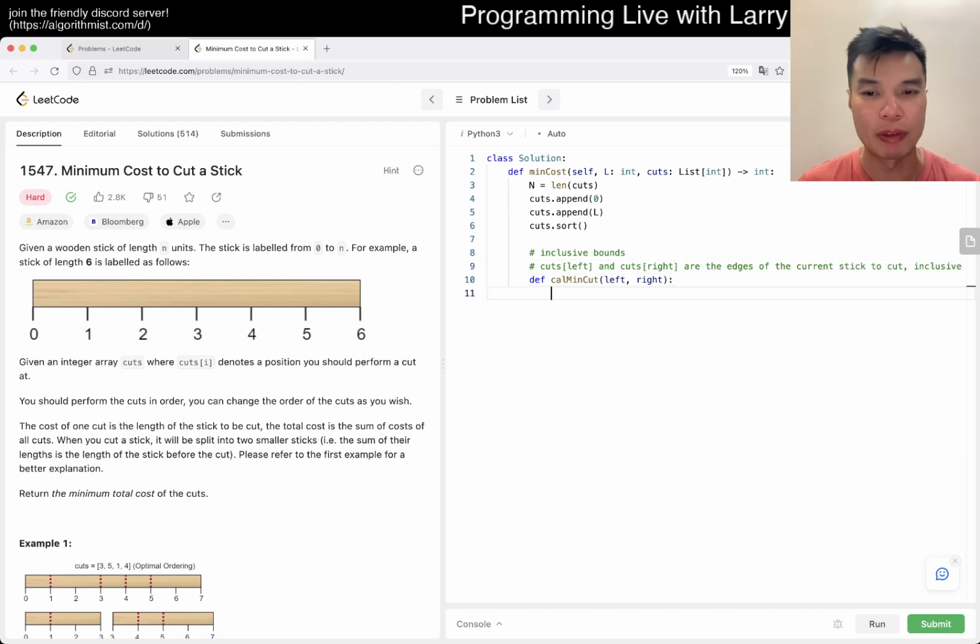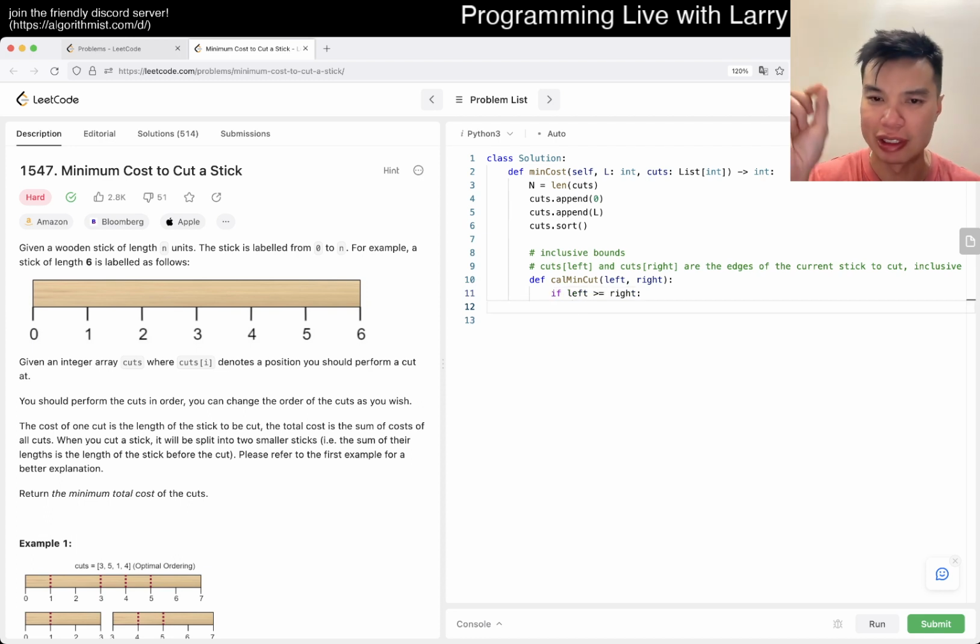And this gives us a very cool way of doing it, because if left is greater than or equal to right, there should only be equal, that means our stick, we return 0, because the length of that stick is 0.